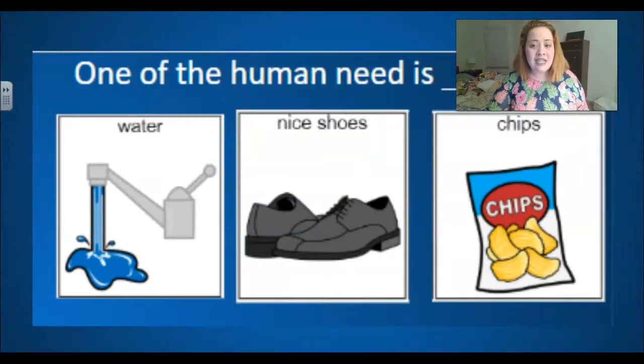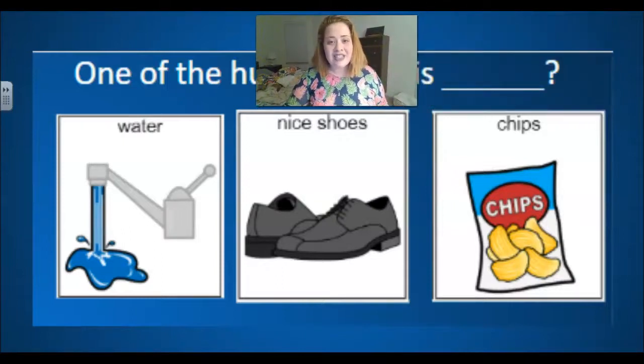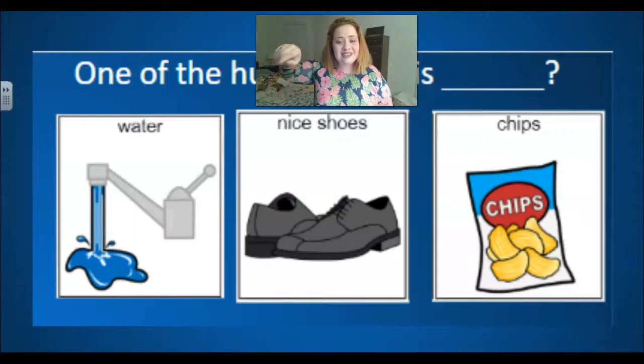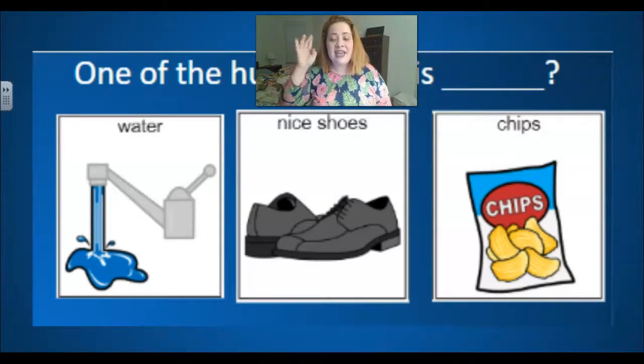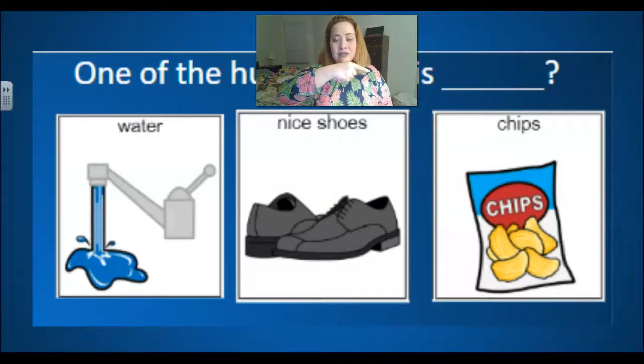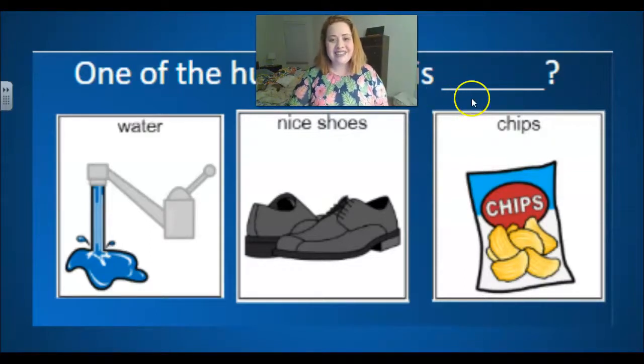One human need is blank. Which one of these is a human need? Water, shoes, or chips? Did you say water? Yes, water is a basic human need.